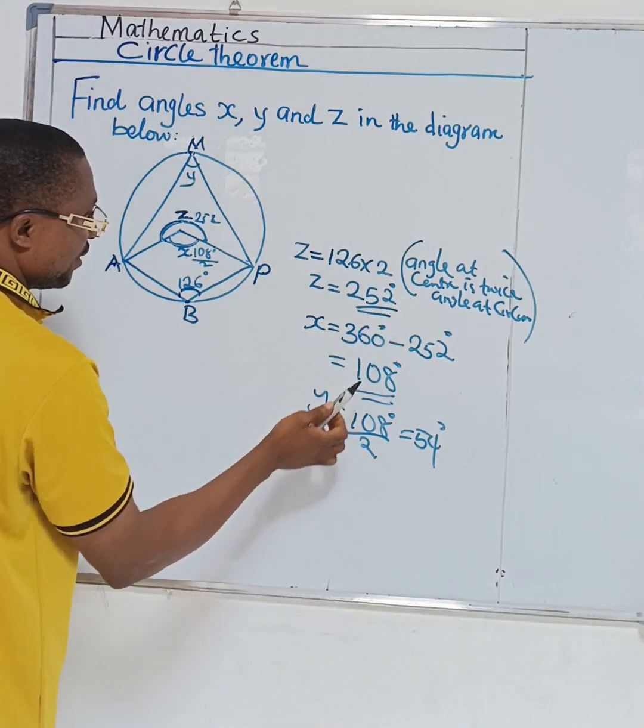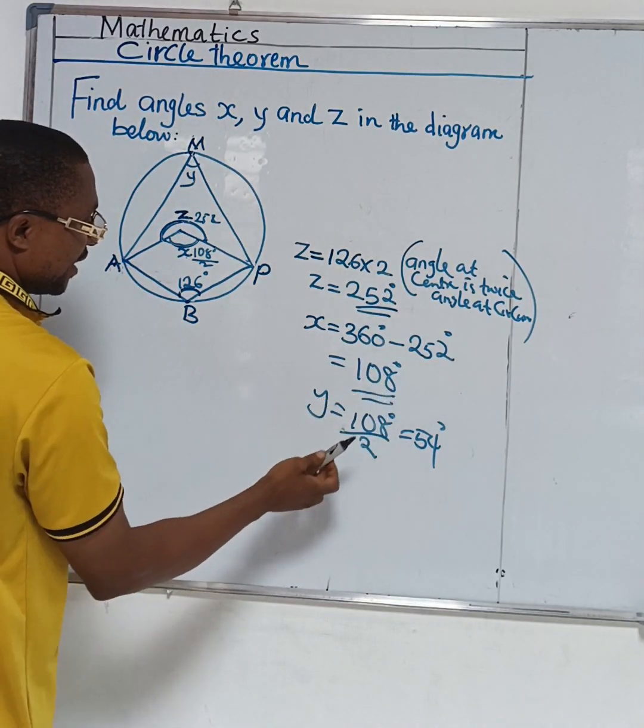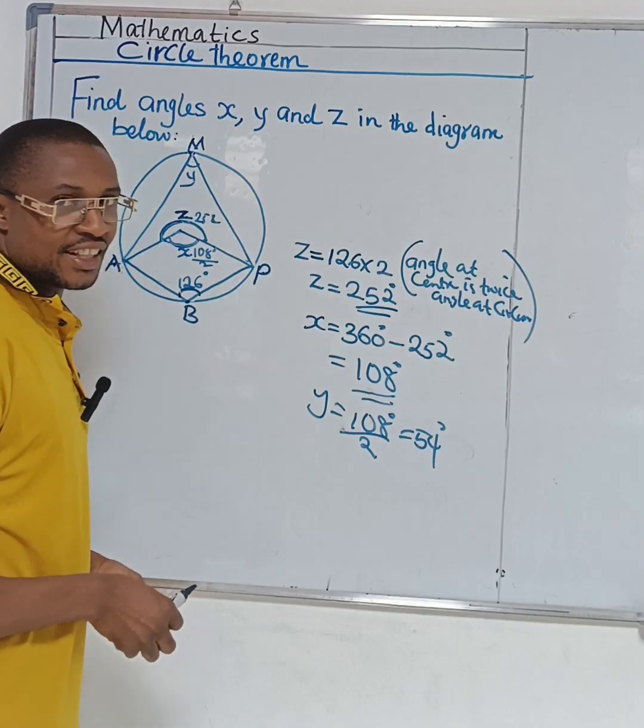So Z is 252 degrees, X is 108 degrees, and Y is 54 degrees.